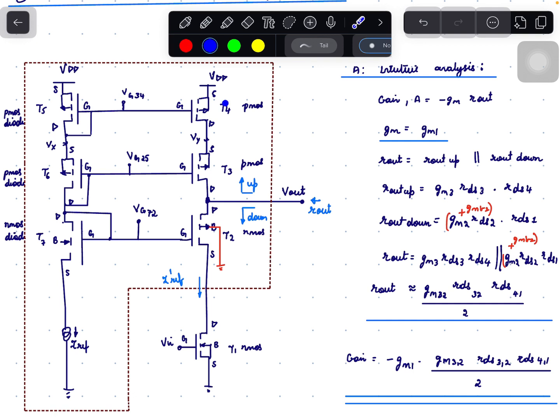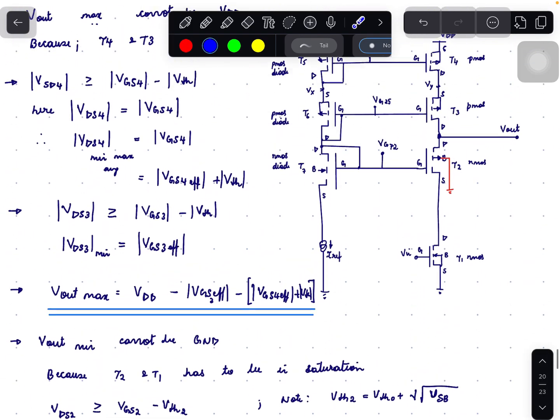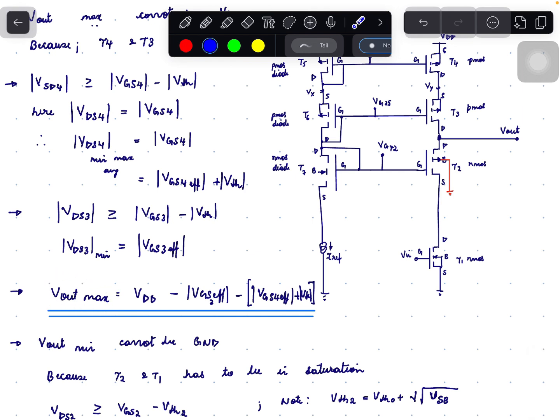We know that for transistor T4, the gate voltage and the drain voltage are the same, because Vx will be equal to Vy and the gate voltages are the same. So the gate voltage of T4 will be equal to the drain voltage of T4. So this acts like a diode. So the condition for saturation of T4 is nothing but VGS4, and the condition for saturation of T3 is VGS3 effective. So Vout max will be VDD minus VGS4 minus VGS3 effective, which is shown here. So Vout max will be equal to VDD minus VGS3 effective minus VGS4. VGS4 is written as VGS4 effective plus VTH.